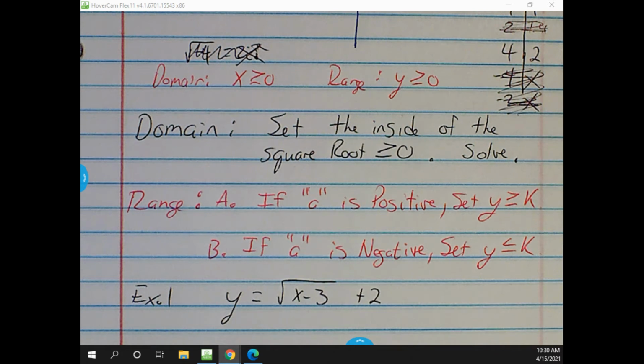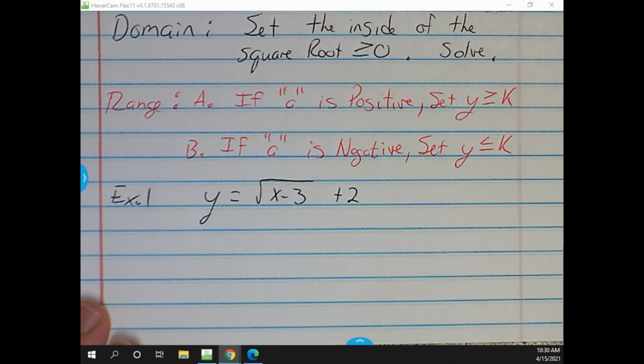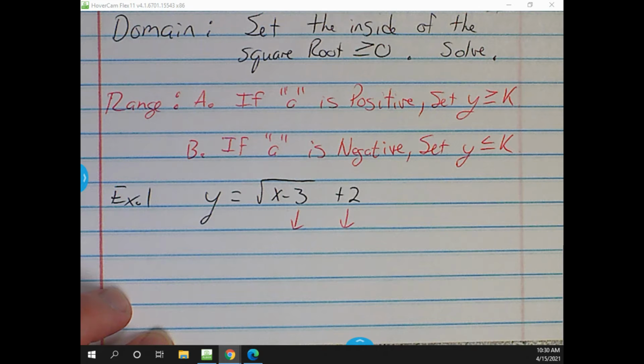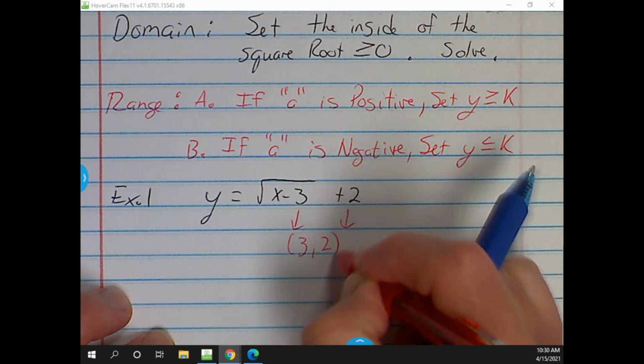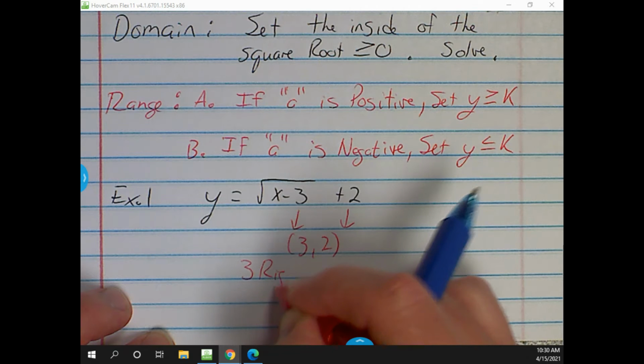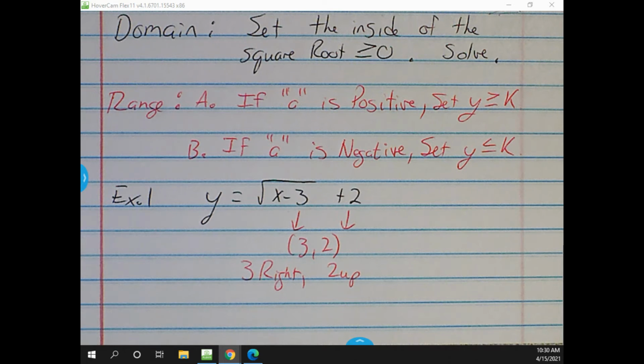All right, so let's graph y equals the square root of x minus 3, plus 2. First thing is, you've got your h and your k for those two numbers. You can do it a couple of different ways. You can think of this as (3, 2) for your starting point. They may also ask, what does this 3 mean? This means you're moving 3 spaces to the right, and the plus 2 means you're moving 2 spaces up.